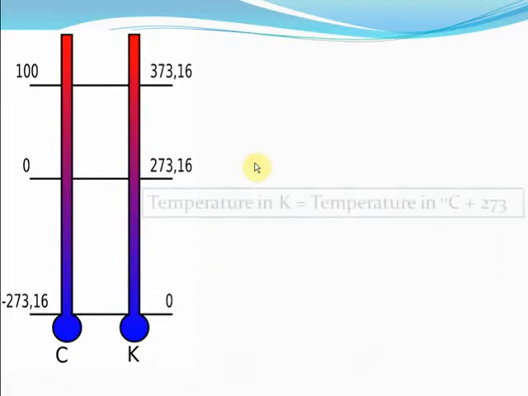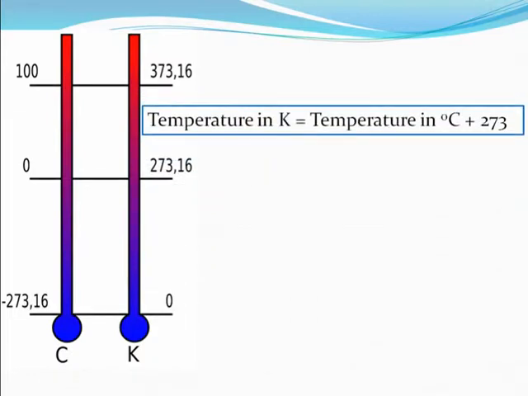To convert any temperature from degree Celsius to Kelvin, the simplest method is simply to add 273 to the temperature in degree Celsius. Understood? I'll repeat it for you. To obtain a value in Kelvin, all you have to do is add 273 to the temperature in degree Celsius. Understood? For example, let us look at 100 degrees Celsius.